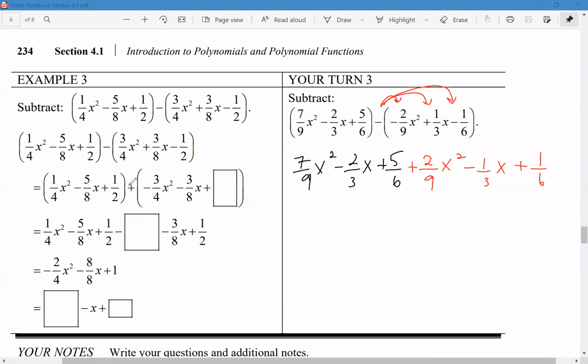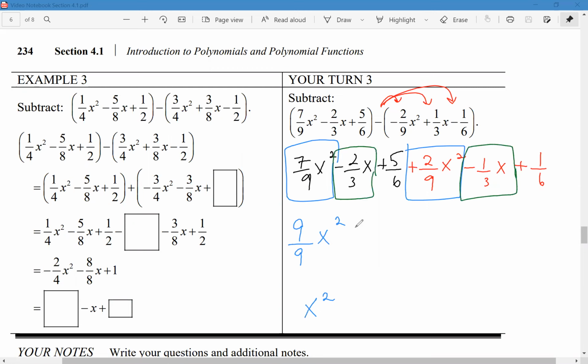I think just like the example, the like terms happen to also have common denominators. That's not always going to happen, but it's nice that it does here. 7/9 x squared plus 2/9 x squared is 9/9 x squared. It's just going to become 1x squared in the final answer. Then negative 2/3 x minus 1/3 x, that becomes minus 3/3 x, which is just going to be minus 1x in the answer.